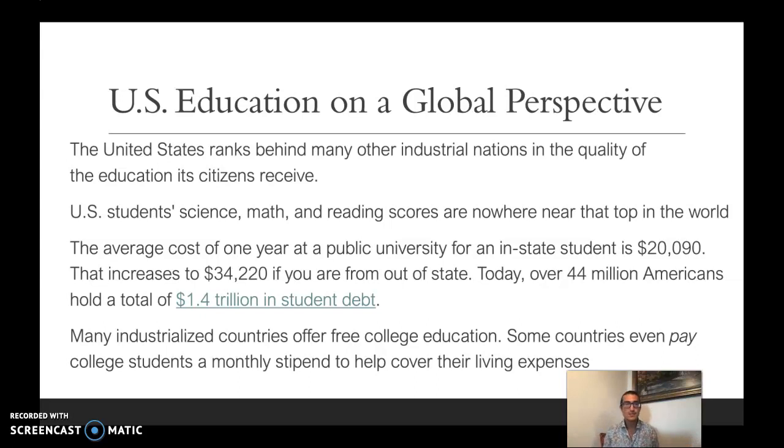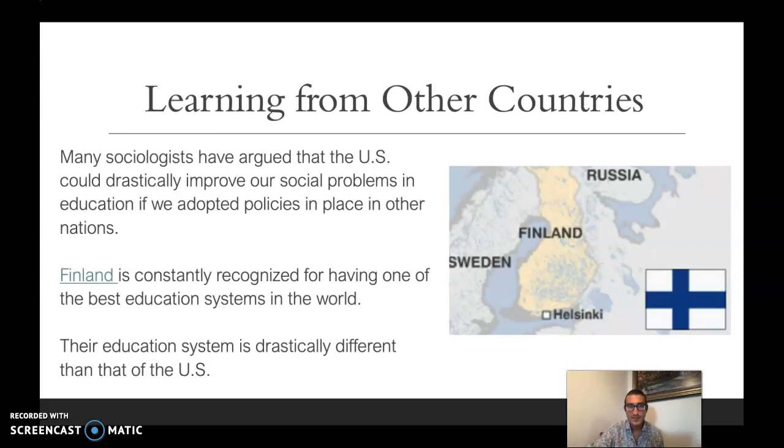So hearing this, you might question, well, why don't we do this in the United States? If there are other countries around the world that are able to not only cover the cost of education, but pay college students to go to college, what are we doing wrong in the US? Before we get to some solutions, let's take a closer look at Finland.